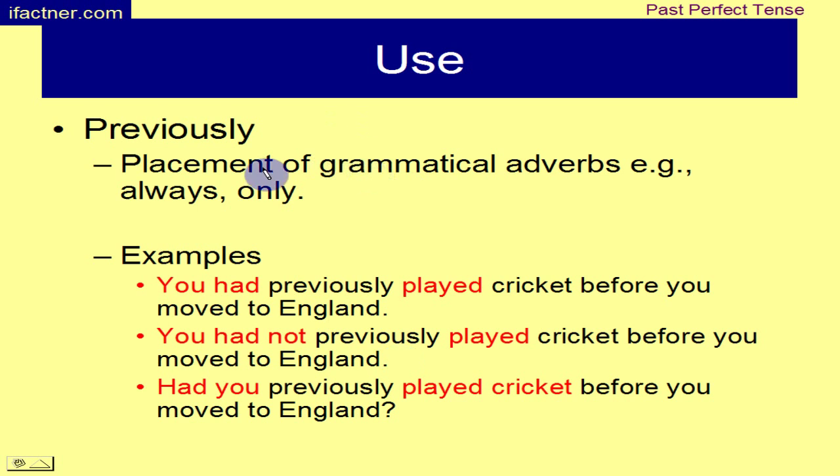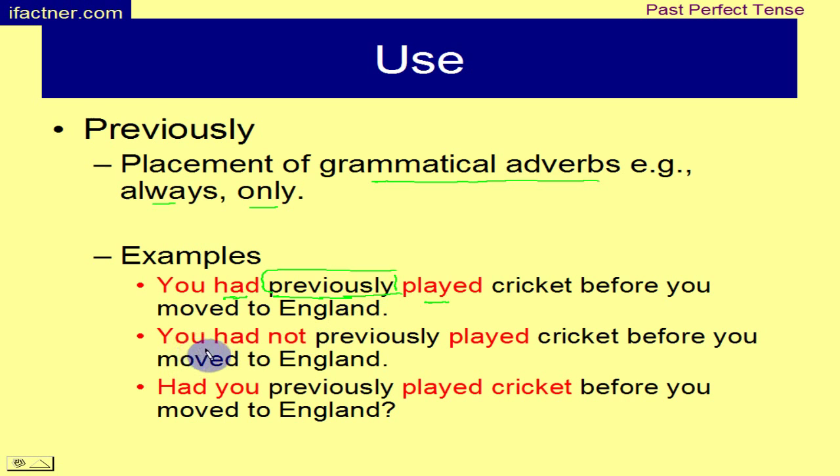One more thing we have to discuss is, where do we place a grammatical adverb? For example, always, only, previously, etc. in the past perfect tense. For example, you had previously played cricket before you moved to England. Therefore, we use the grammatical adverb between had, the auxiliary verb, and the main verb.